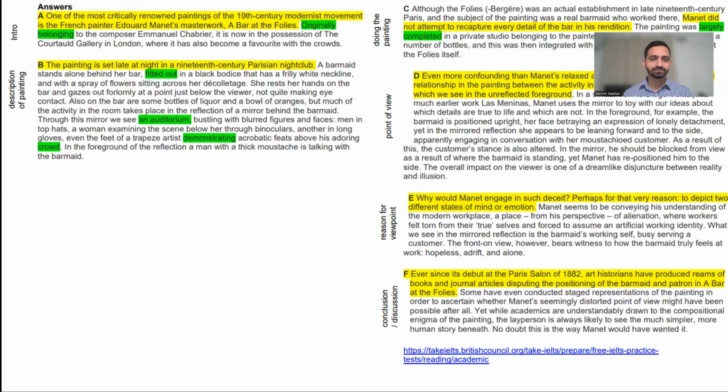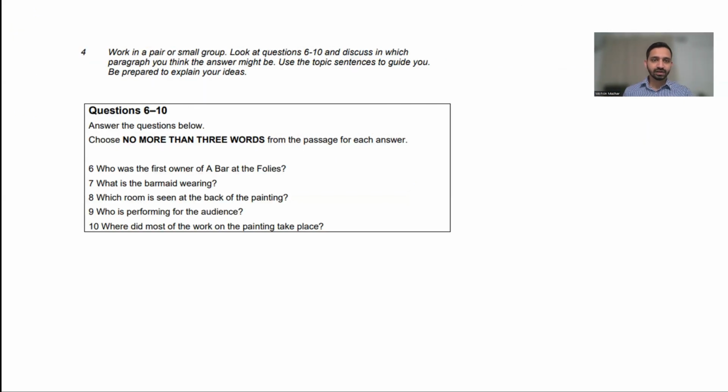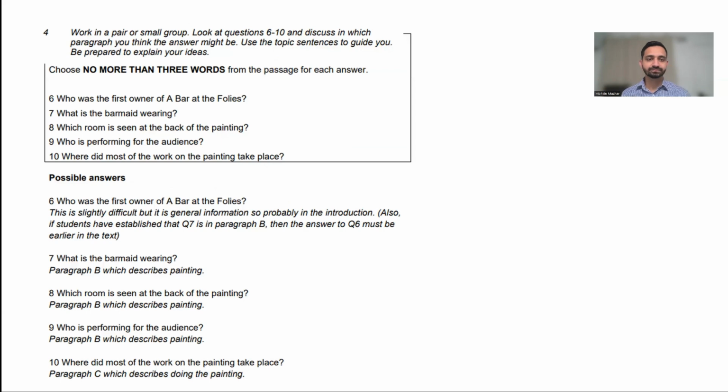Okay, so use the topic sentence to guide you, right? In which paragraph do you think these answers would be? Right, let's look at the possible answers here. Question number 6, who was the first owner of a bar at Follies? This is slightly difficult, but it is general information, so probably in the introduction, okay?